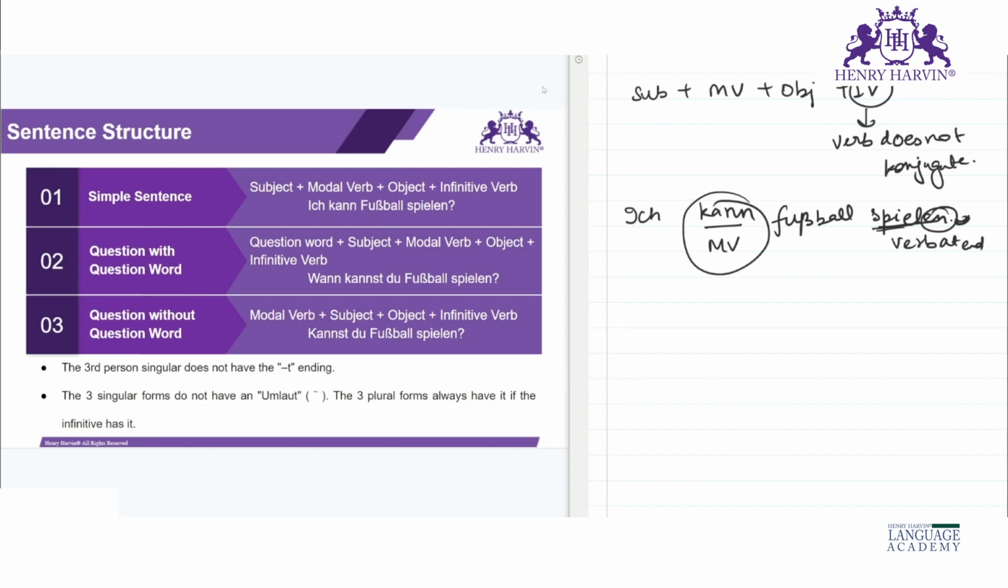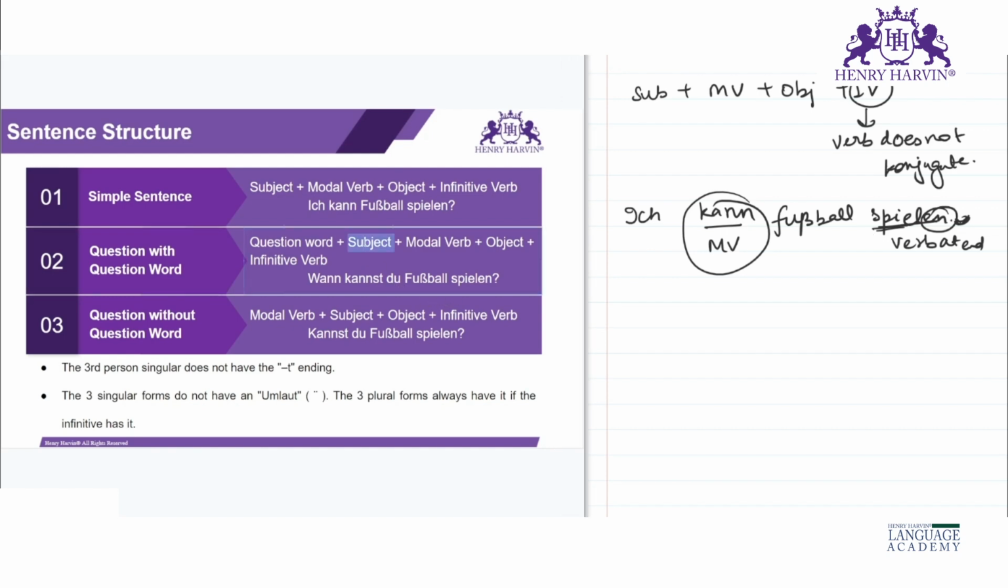In the same way, when we make a question with a question word, it goes as question word plus modal verb plus subject. The object is optional. If you want, you can add the infinitive verb. So the question here is Wann kannst du Fußball spielen? When can you play football? Wann is the question word, kannst is the modal verb, du is the subject, and the object is Fußball and spielen.